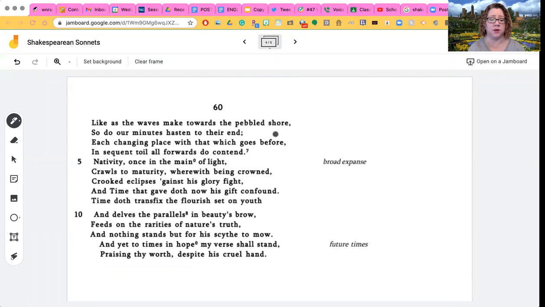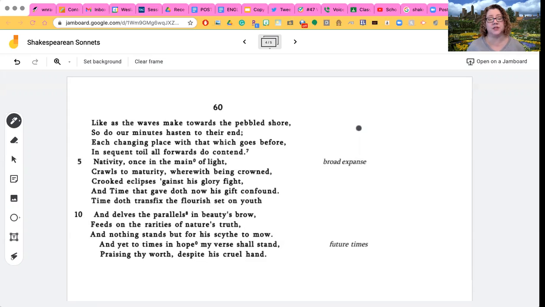So the next one, I like this one a lot. This one is a lot like the Spenser sonnet too, because it's got the waves in it. So this is sonnet 60. Like as the waves make toward the pebbled shore, so do our minutes hasten to their end. Each changing place with that which goes before, in sequent toil all forwards do contend. Nativity, once in the main of light, crawls to maturity, wherewith being crowned, crooked eclipses against his glory fight, and time that gave doth now his gift confound.